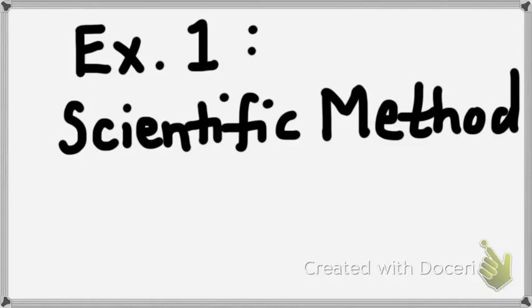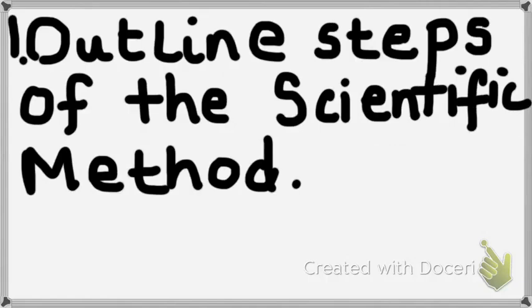Okay, so we're going to start with experiment 1, the scientific method. And again, if you don't have a review sheet, I have extras here in the front. So I'm just going along with your review sheet, and it says outline the steps of the scientific method. So let's go ahead and outline the steps of the scientific method. What's step number 1? Observation, that's good.